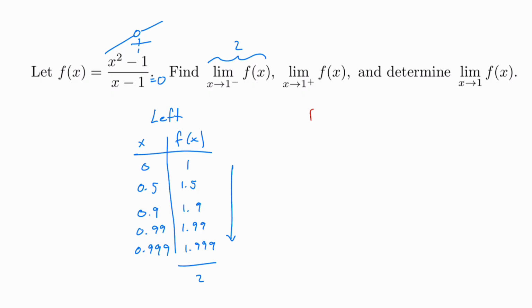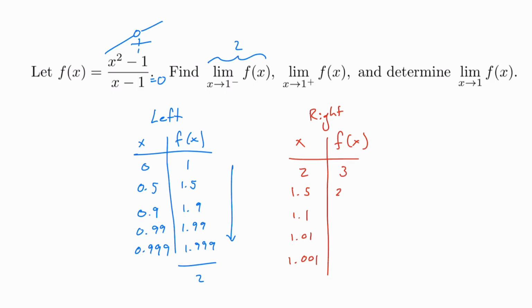From the right, we will do our table again, choosing numbers slightly larger than 1. So let's start with 2 and work our way down. So 2, 1.5, 1.1, 1.01, and 1.001. For our f of x, we will end up with 3, 2.5, 2.1, 2.01, and 2.001. So this is gradually getting lower and closer to 2.